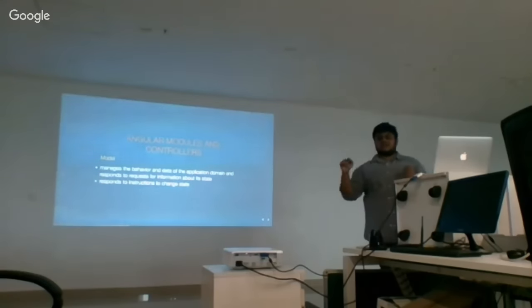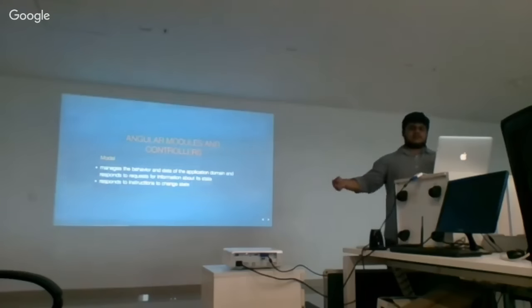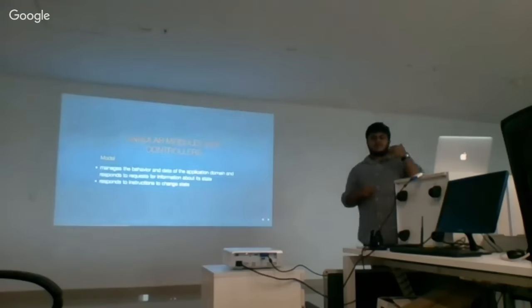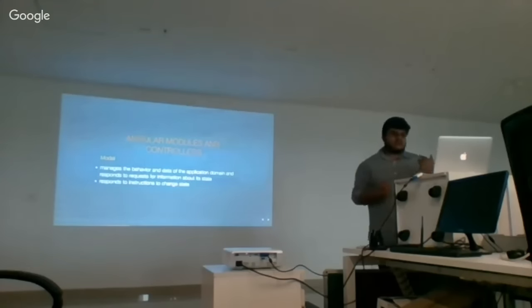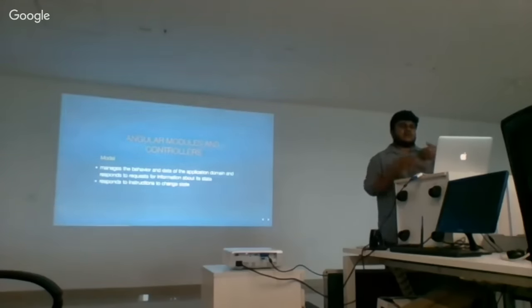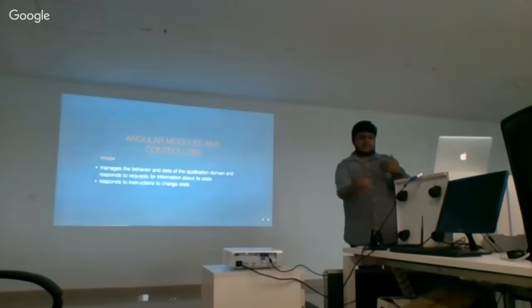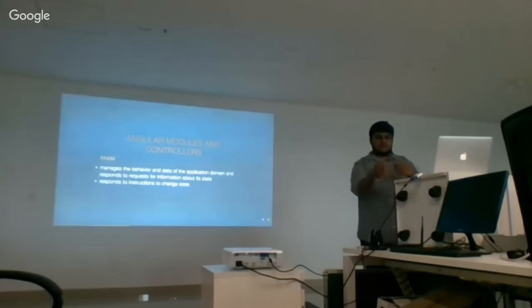So the change that is taking place in that particular place needs to be reflected in the model. So this model takes care of all the data that is running behind the application. So the model manages the behavior and data of the application. What it means is, you have a model in which all the information is stored. Along with the model, you have a controller. So in an overview, you have a controller, view, and a model.